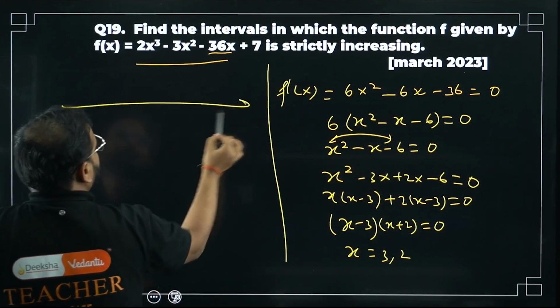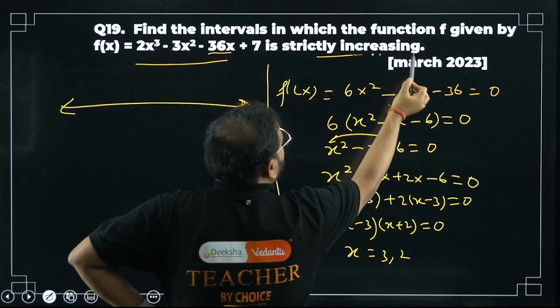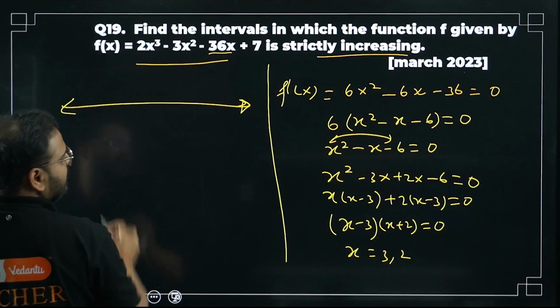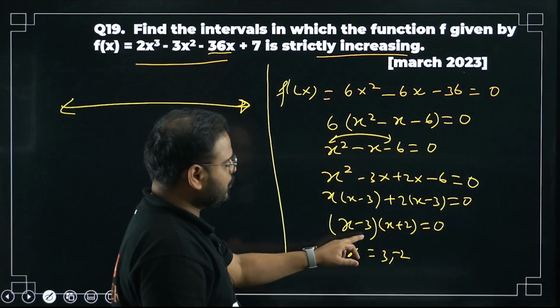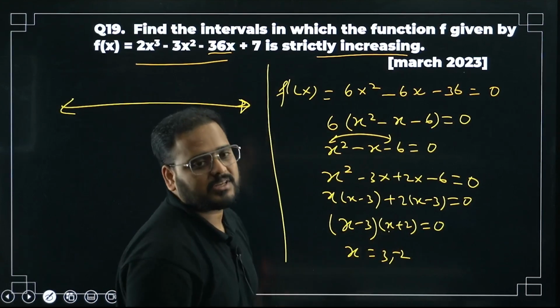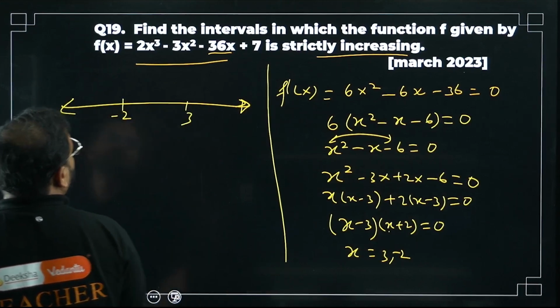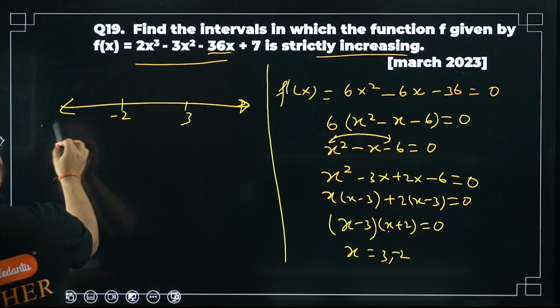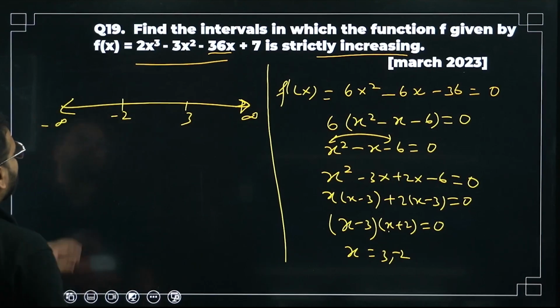Now a number line. Why a number line? We are looking for increasing and decreasing intervals. Put each bracket equal to 0: you get x as 3 and x as minus 2. So minus 2 over here and 3 over here. Check the intervals, from negative infinity to plus infinity. We are looking at this interval first.